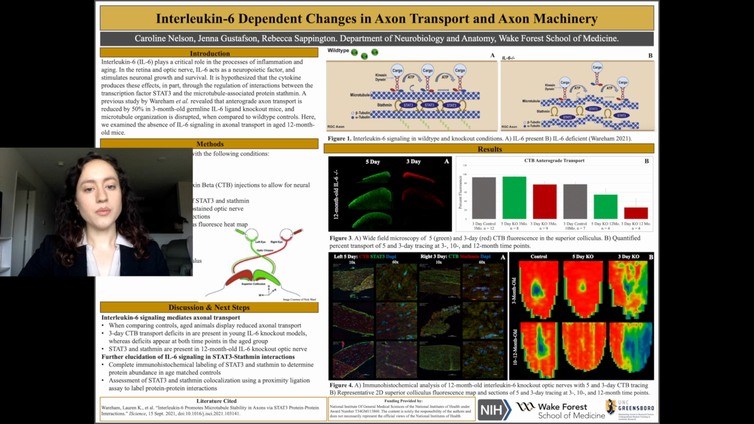The experimental group was composed of IL-6 knockouts greater than 10 months old, which had been injected with Cholera Toxin Beta, or CTB, at 3 and 5 day time points. After appropriate tissue was selected, optic nerve sectioning and immunohistochemical labeling of STAT3 and stathmin, followed by confocal microscopy, was performed to assess the presence of both proteins in retinal ganglion cell axons. Additionally, sectioning and wide-field microscopy of the superior colliculus was performed to visualize and quantify CTB transport.